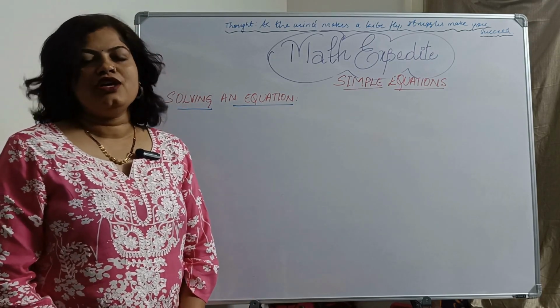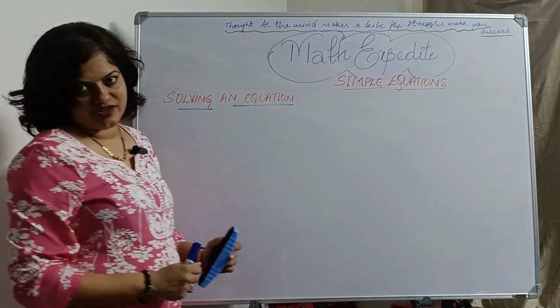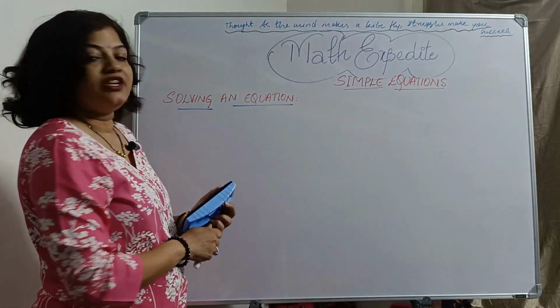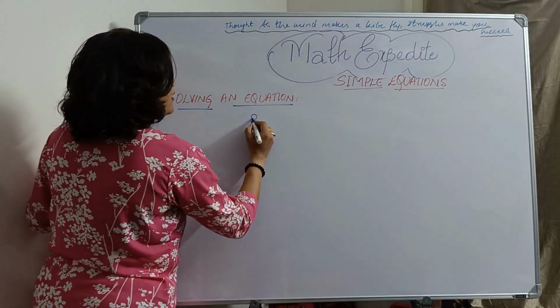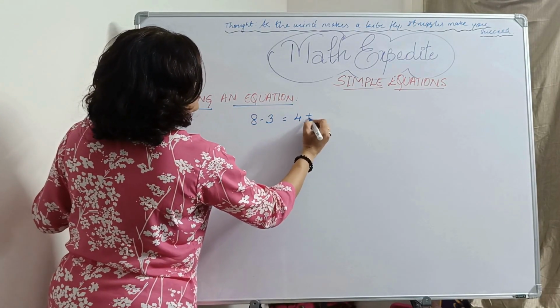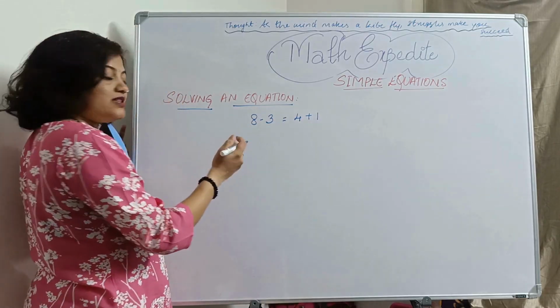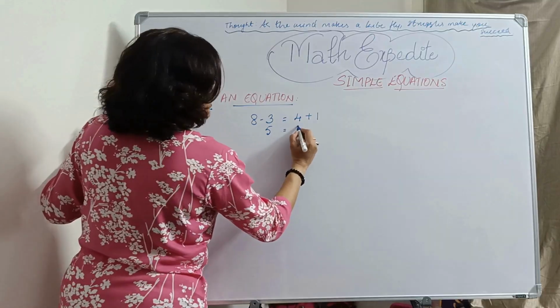This is Dr. Sindhu. Today we will discuss how to solve an equation under simple equations. Let us consider an equality. An example would be 8 minus 3 equals 4 plus 1. What is 8 minus 3? It is 5. 4 plus 1 is 5.